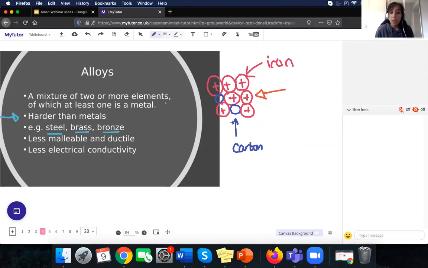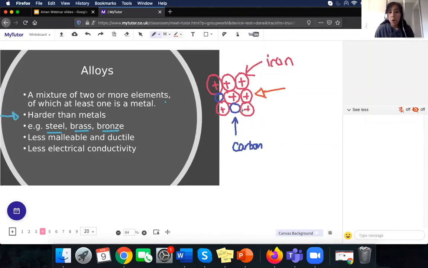And that's the same thing for electrical conductivity. It's about resistance. So although these ions still have their delocalized electrons, often delocalized electrons can move through that structure, but because of these carbon particles here, there's that resistance because carbon doesn't have delocalized electrons. So there's resistance as it goes around the atoms of carbon, and that's why alloys tend to have less electrical conductivity.